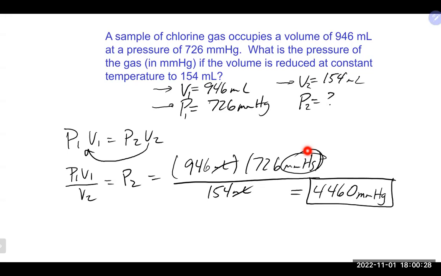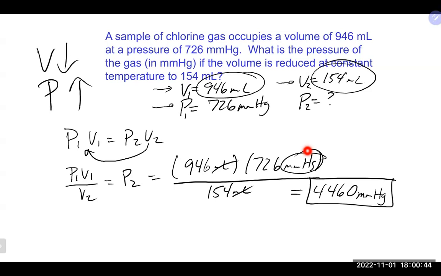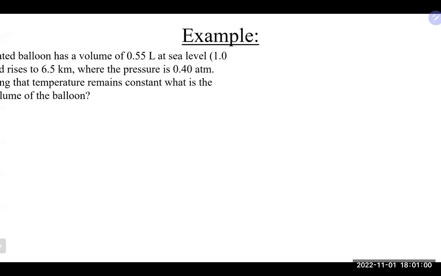Question on that calculation. So once again, we could look to make sure it makes sense. Here we are looking at our volume going down, as it started at 946 and ended at 154. That means that our pressure should go up. It started at 726 and it definitely went up. So again, we did move in the correct direction. It's a good way to think about it and check yourself. Any questions on that there? All right. Try another one here.